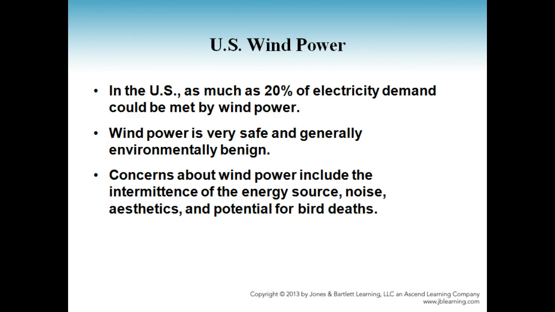According to the U.S. Department of Energy's report called 20% Wind Energy, by 2030, wind power could supply 20% of all U.S. electricity, which includes a contribution of 4% from offshore wind power. Wind power is very safe and generally environmentally benign. Concerns about wind power include the intermittence of the energy source, noise pollution, aesthetics, and potential lethality for birds.